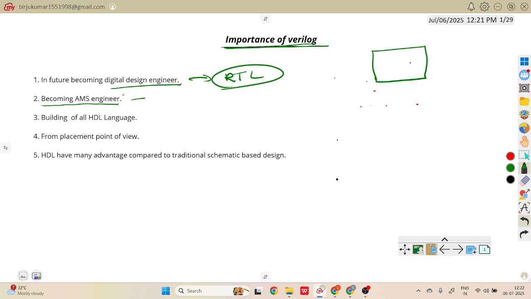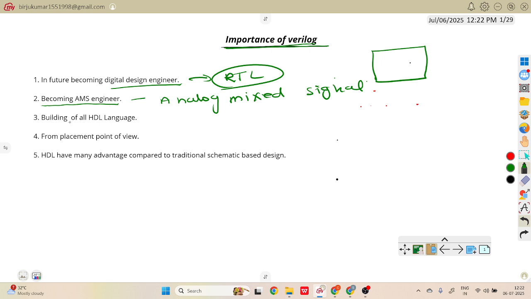AMS means analog mixed signal verification. For that, if you have an idea of Verilog, it is also helpful. I am telling you why you should have an idea of Verilog HDL, because ultimately your motive is to enter the VLSI industry through placement. And of course, if you have an idea of Verilog, then definitely it is very helpful.